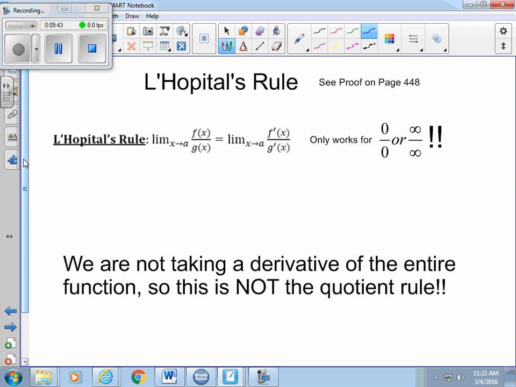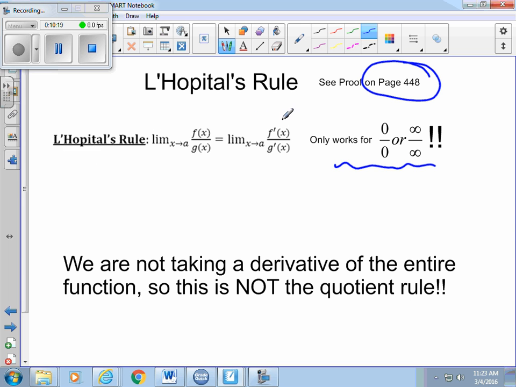So the limit as x approaches a of f of x over g of x. If that is a 0 over 0 limit, and if you want to know why this works, I'm not going to show you the proof, but it is on page 448 in your textbook. The proof only works if you have a 0 over 0 limit or an infinity over infinity limit. However, that's good news, because those are the only hard ones. If it's a number, you're done. If it's a number over 0, it doesn't exist, you're done. So this works for the cases that are difficult.